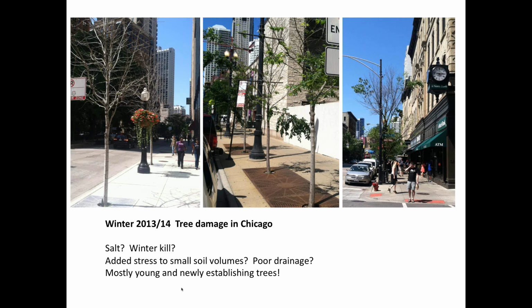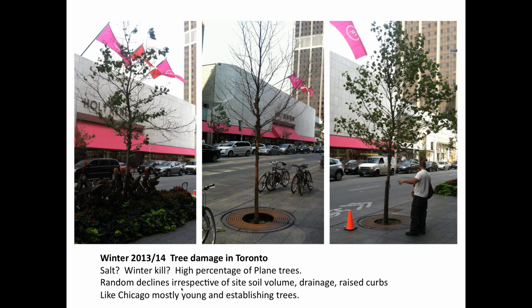So question again, is it salt? Is it that plane tree is not the right tree for Toronto? And we know that we have very large soil volumes here. We know they're draining really well. So a lot of confusion, but people are sort of pointing the fingers at salt, and maybe that is a big part of the problem. But usually when a tree dies, it's not just one thing. It's a combination of things that one would have to look at.